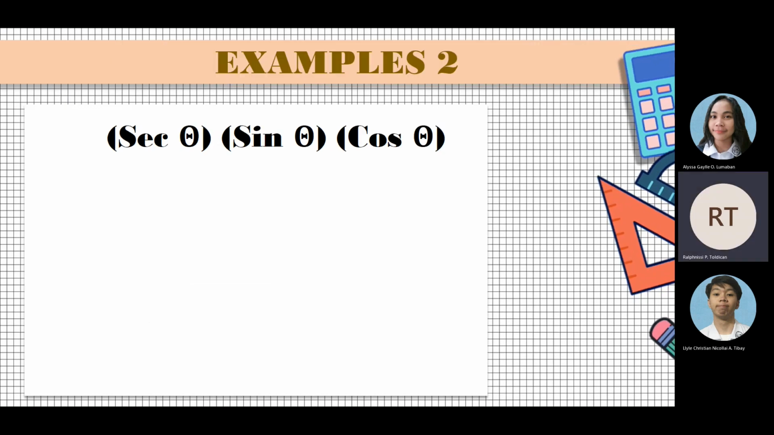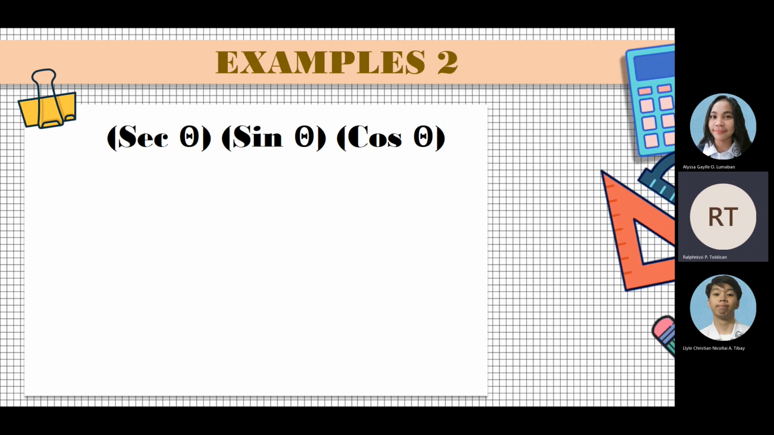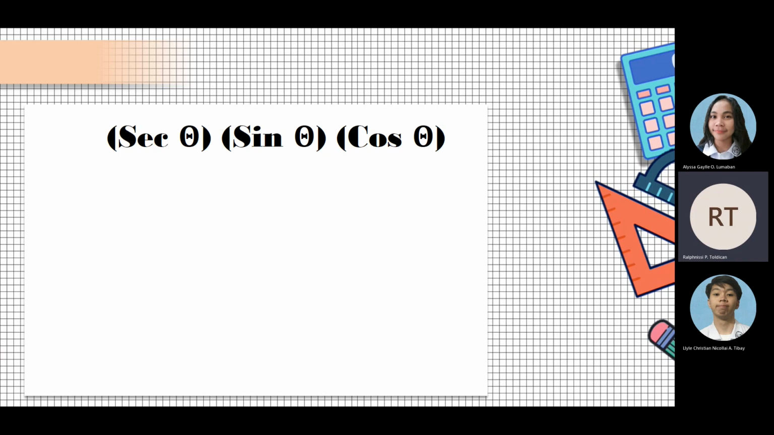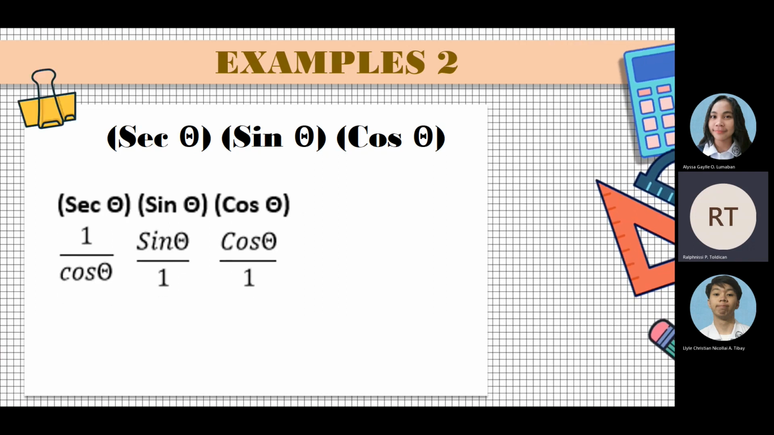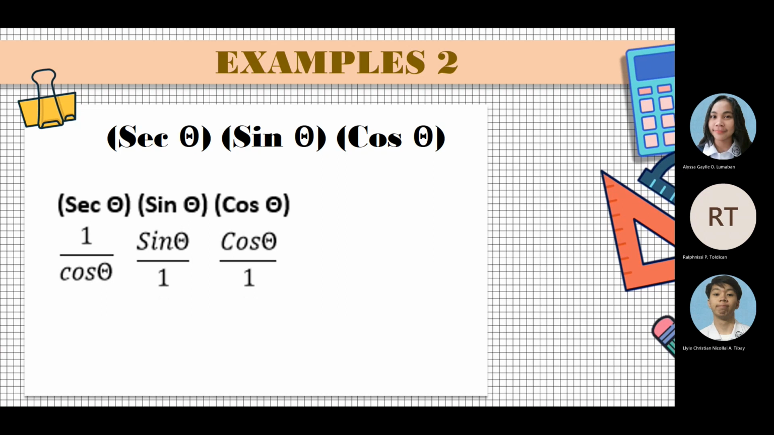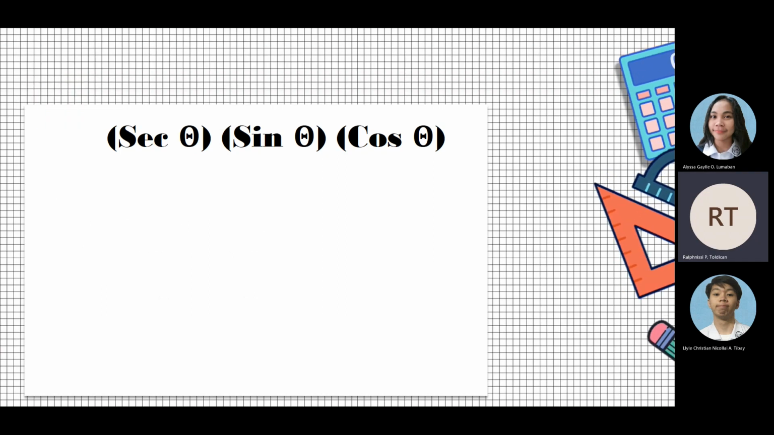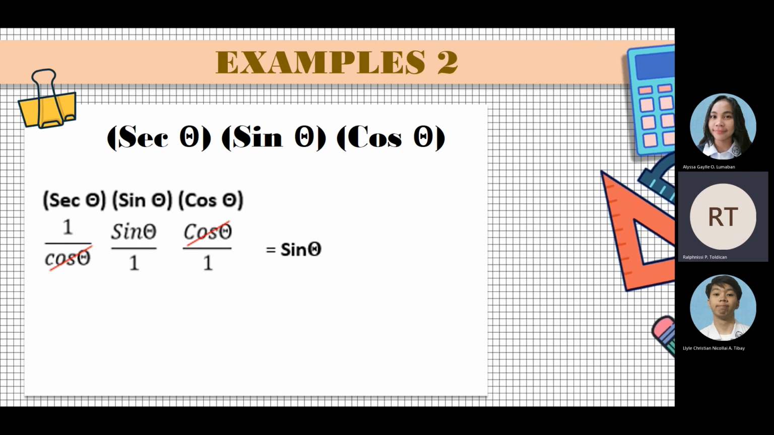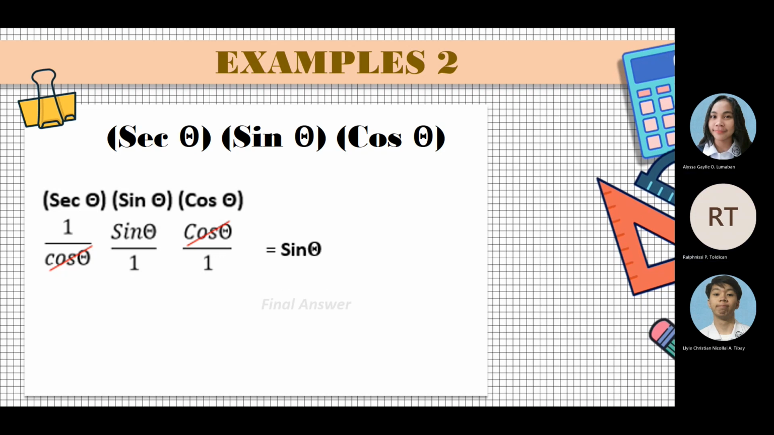Here's the second example with the same logic. We have secant theta, sin theta, and cosine theta. Secant theta falls under reciprocal identities, where secant theta is equal to 1 over cosine theta. We can leave sin theta as the numerator with 1 as the denominator, same with cosine theta. With this setup, we can cancel out both cosine theta and leave sin theta with all the ones in the equation, leaving the final answer to be sin theta.